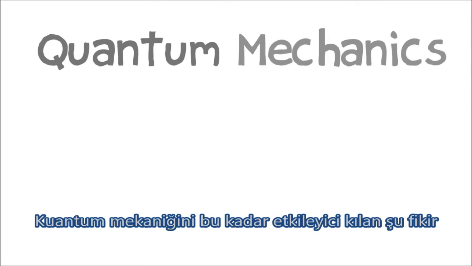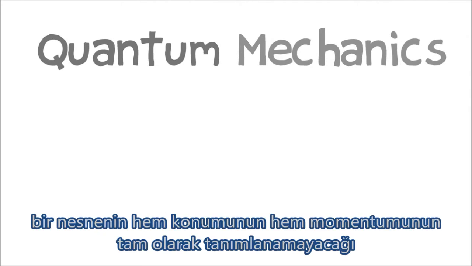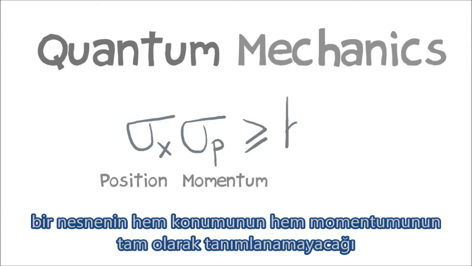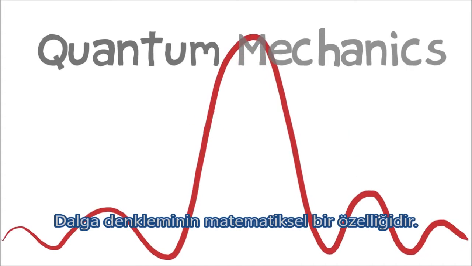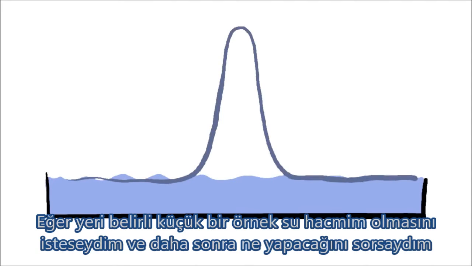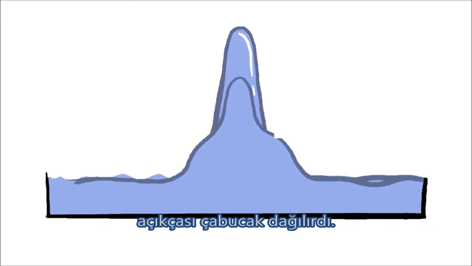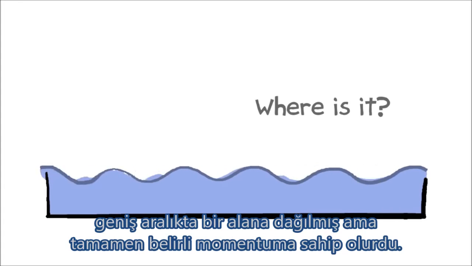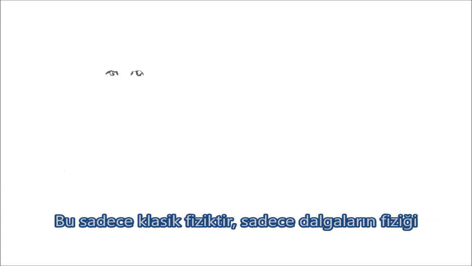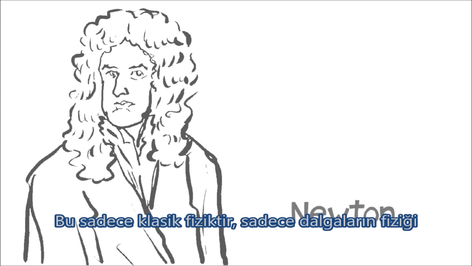What makes quantum mechanics fascinating is this idea that an object can't both have its position well-defined and its momentum well-defined. At the same time, it's fundamentally just a property of waves, just a mathematical property of the wave equation. So imagine a water wave. If I wanted to have a localized little sample volume of water, and then I asked what does it do after, well, it's going to disperse very quickly. Whereas if I have a sinusoidally traveling water wave, it's going to be dispersed over a huge range of space, but it has a very well-defined momentum. And that has nothing to do with quantum mechanics, that's just classical physics, just the physics of waves.